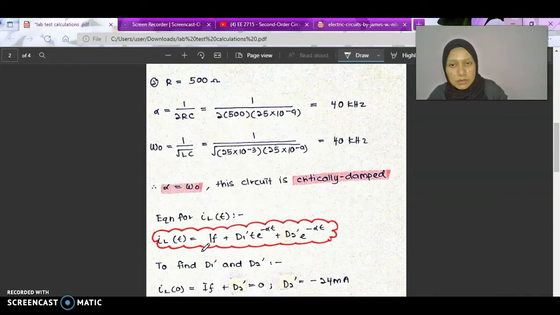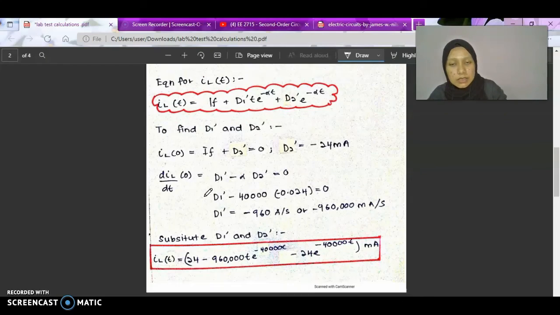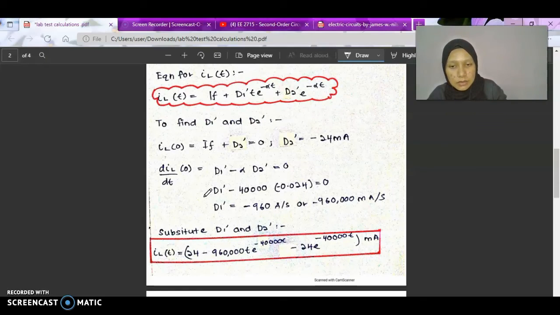And then when we calculate the value of alpha and omega node for R equal to 500 ohms, we can see that the value of alpha is equivalent to omega node, which means that at this time this circuit is critically damped, and after we solve all the initial conditions and simultaneous equation, this is the equation that we gain.